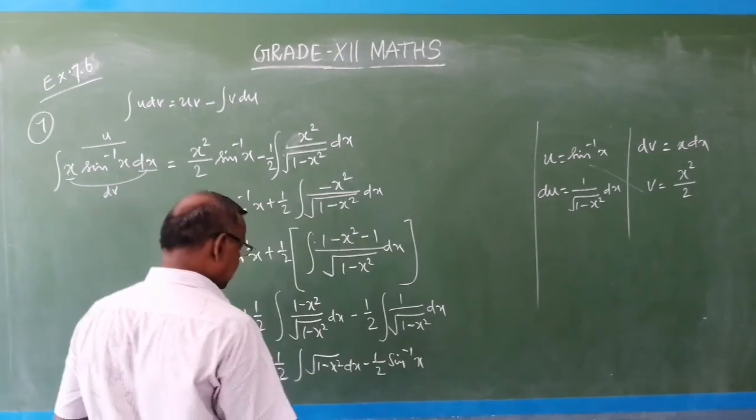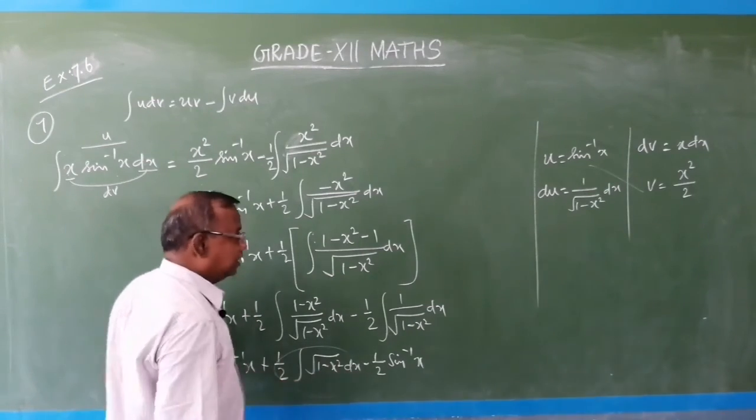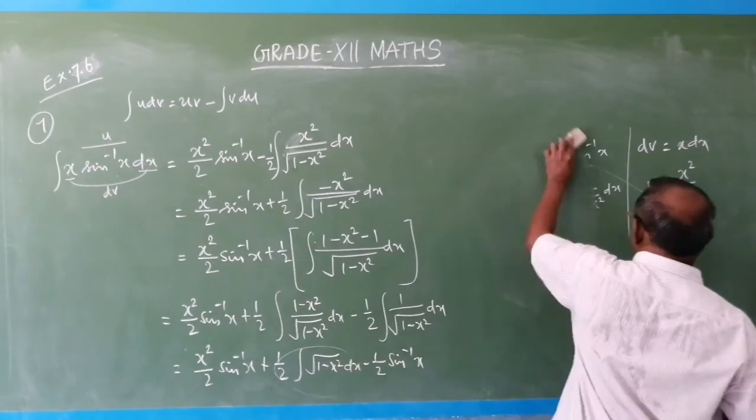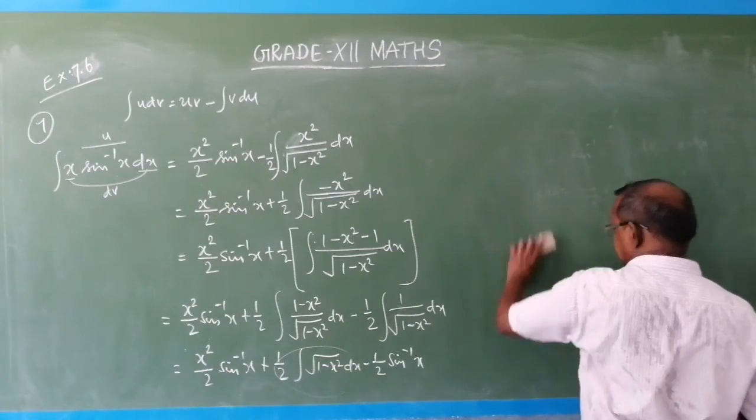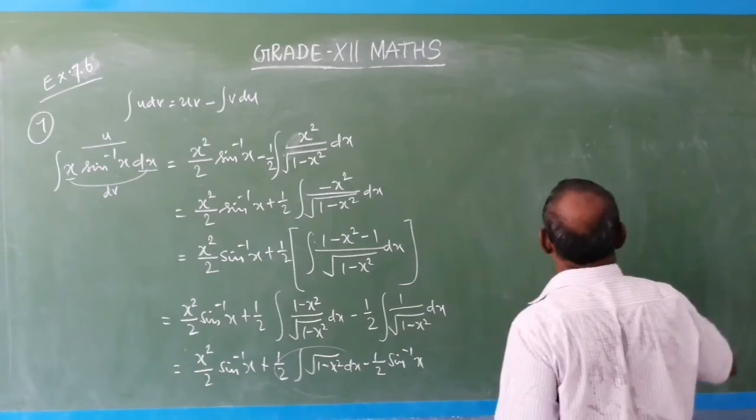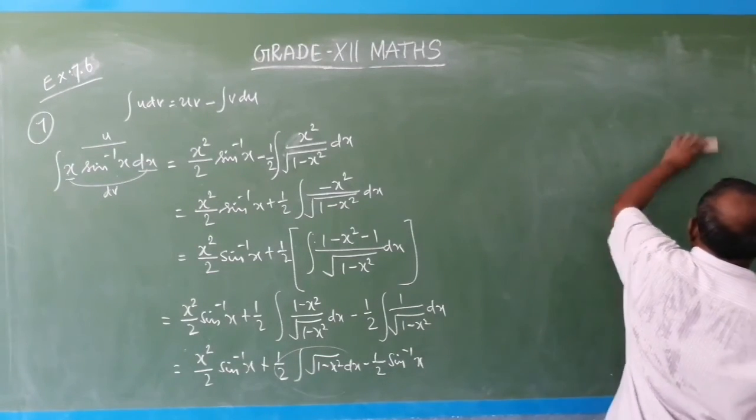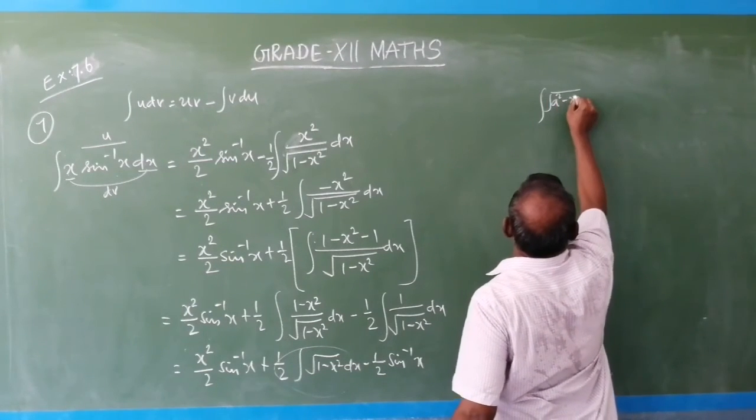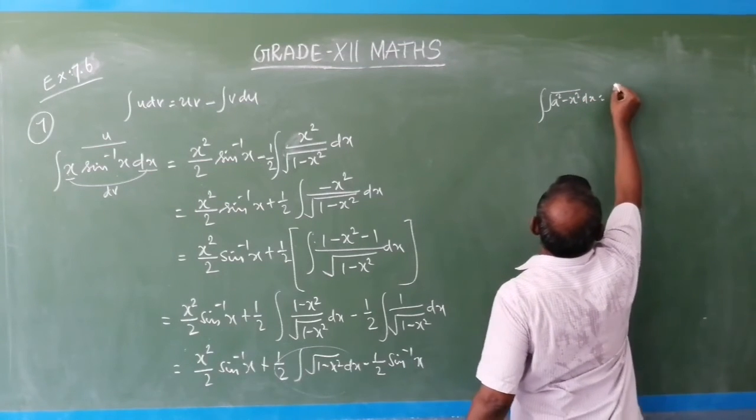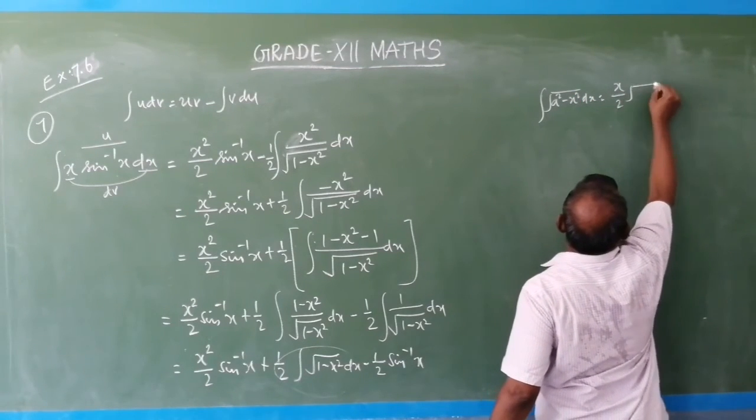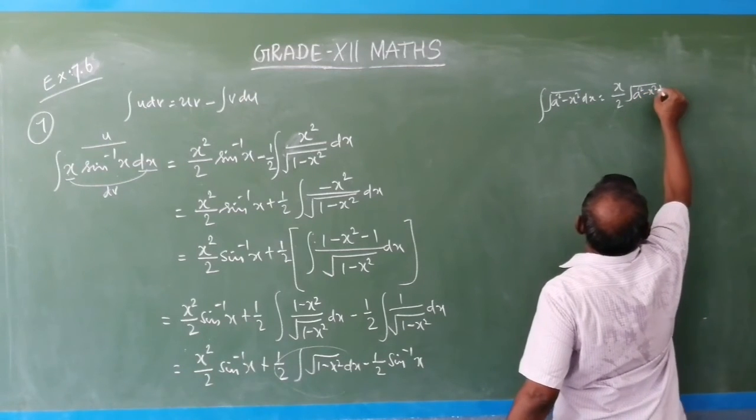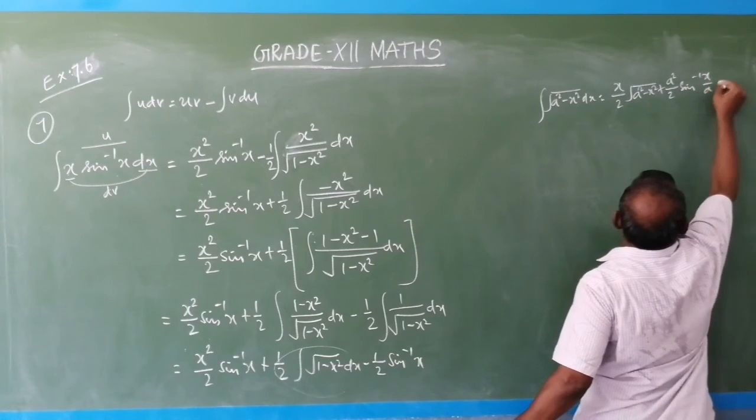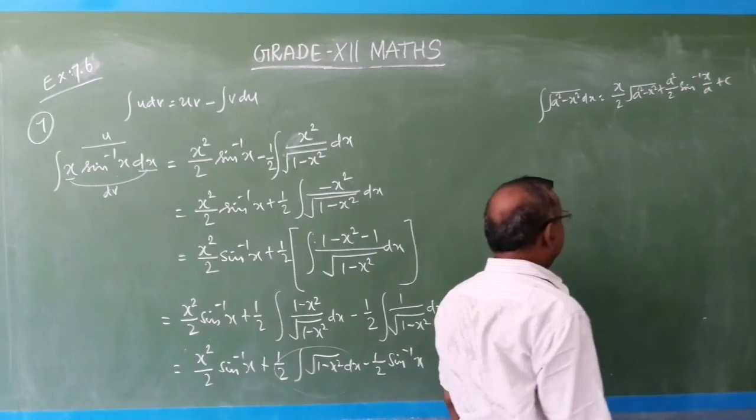Now, consider this one. There is one formula which will be taught in the next exercise. Just know this for now: the integral of root of a square minus x square into dx equals x by 2 into root of a square minus x square plus a square by 2 into sin inverse of x by a plus c. So, this will be taught in the next exercise.